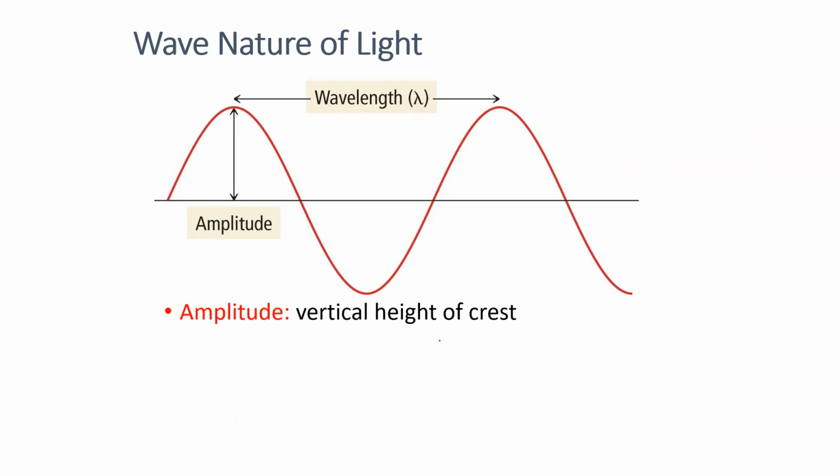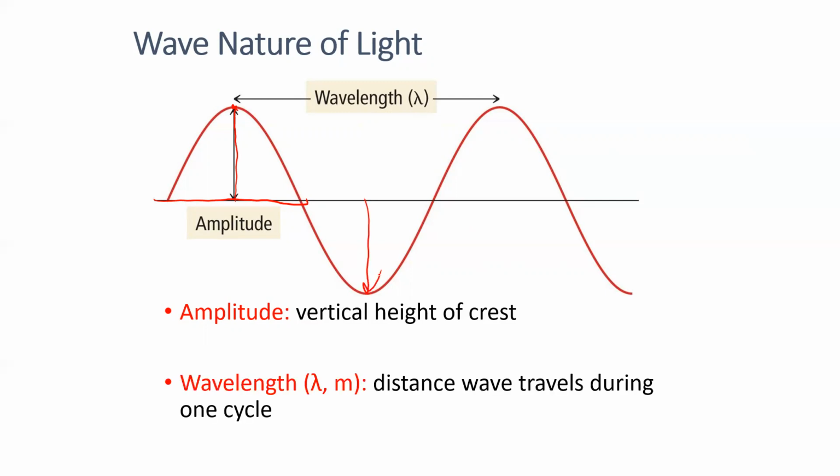Well, amplitude, many of you have heard, is the vertical height of the crest from the midline. So here's my midline. The height to the peak of this crest is considered amplitude. Or you could actually pick from the midline to the trough. That's considered the amplitude. Again, wavelength, for which we use the Greek symbol lambda and which is measured in length, we use the unit of meters, is the distance between waves, between one cycle.